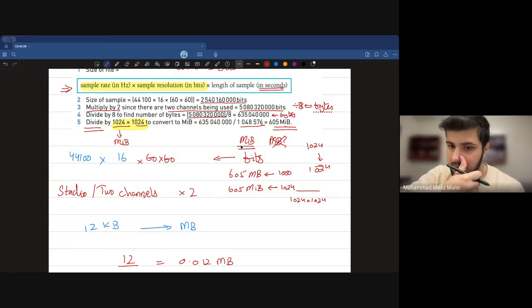Now is it clear? Basically, this is not something that will be tested. It's just for your own understanding, so that you are well aware. Whenever we have to give the answer in MiB, you need to divide by 1024.